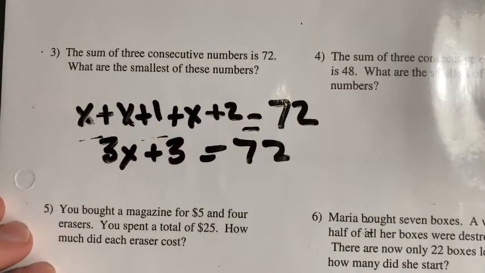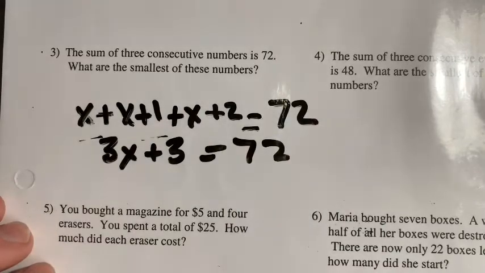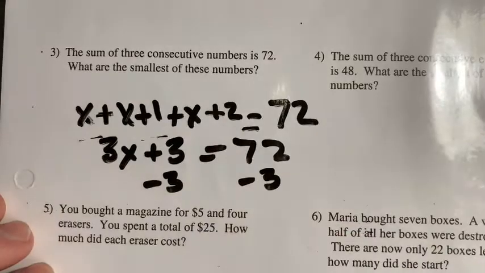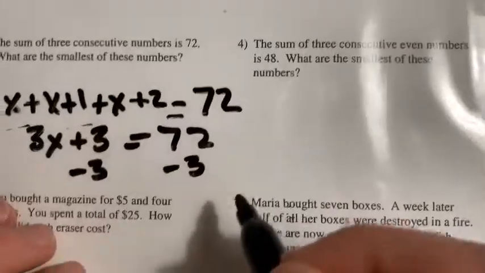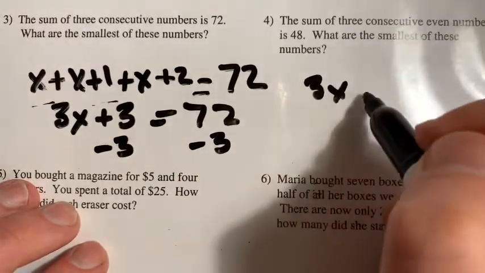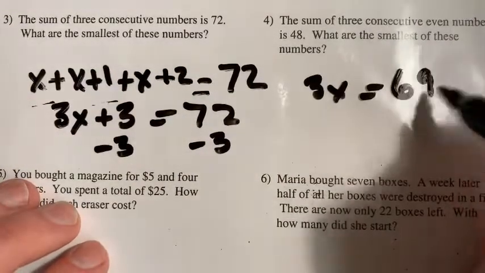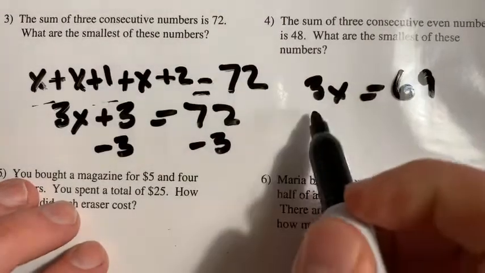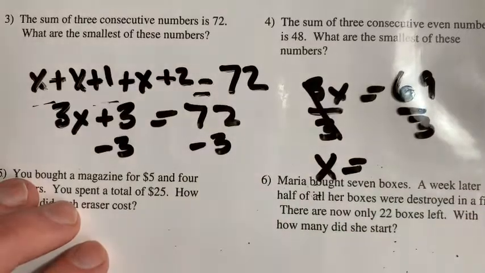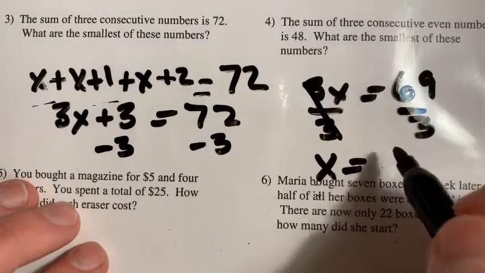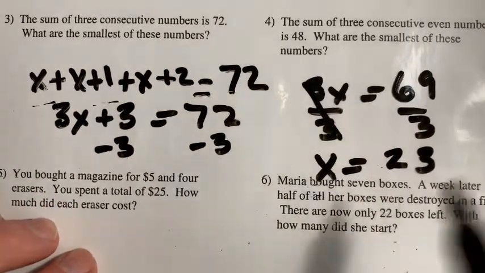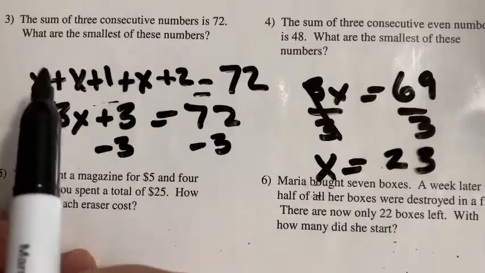Well, now we actually have our two-step equation that we were looking for. So we're going to subtract 3, subtract 3. I'm going to move this over just so I have some space over here. So we're going to have 3x equals 69. Now we're going to divide by 3. That cancels. I've got x all alone, and I have 23.